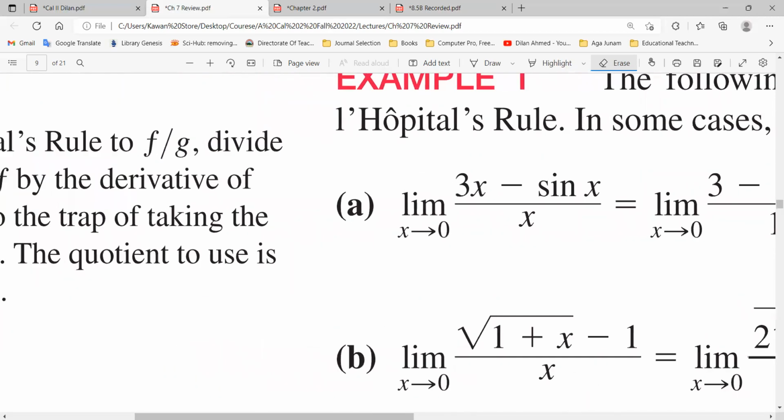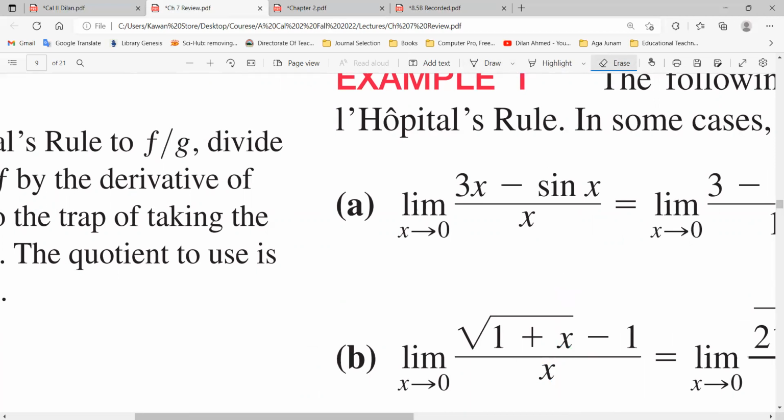If I put 0 in the denominator, I'll get 0. How about if I put 0 here? I'll get 0. 1 minus 1 is equal to 0. So I got 0 over 0. Again, you can multiply by the conjugate, or you can use the derivative. So I'm going to use the derivative.